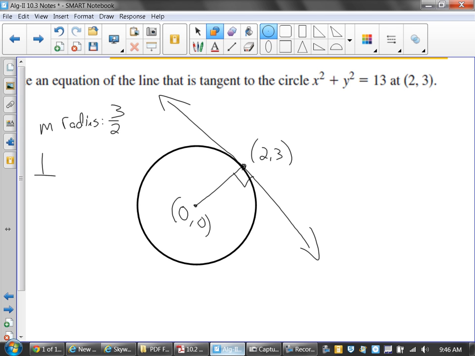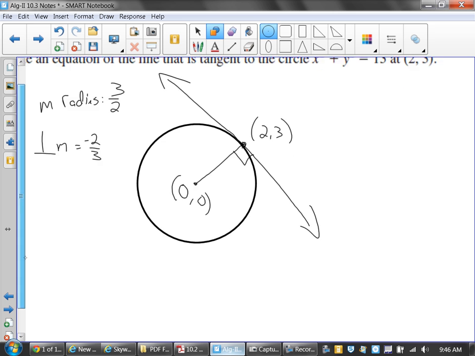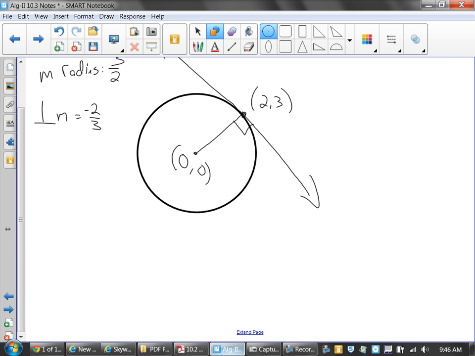What's the perpendicular slope to 3 over 2? Do I also have the point that the line has to go through? What is it? (2, 3). So you go back to writing the equation of the line given a point and a slope. Point slope form.